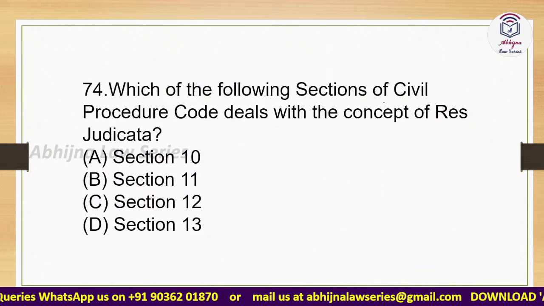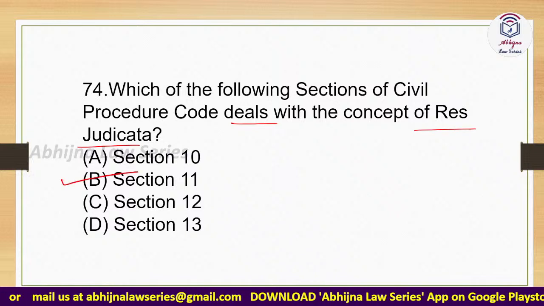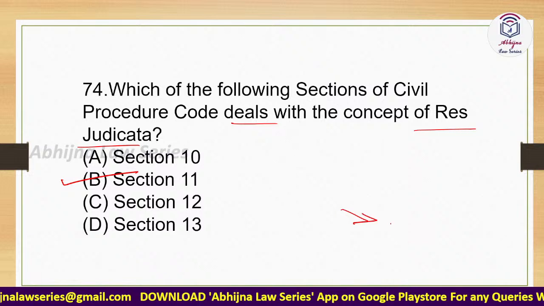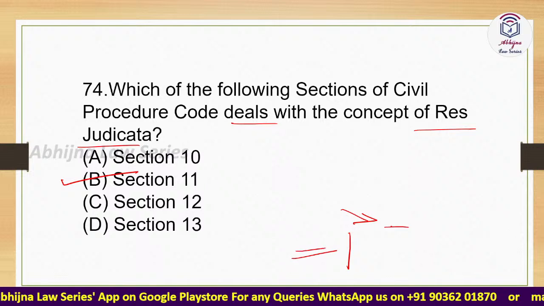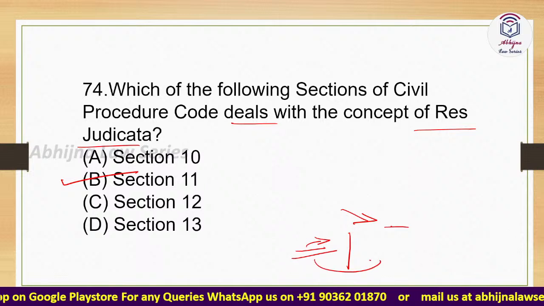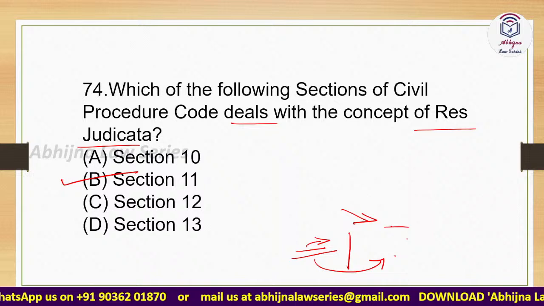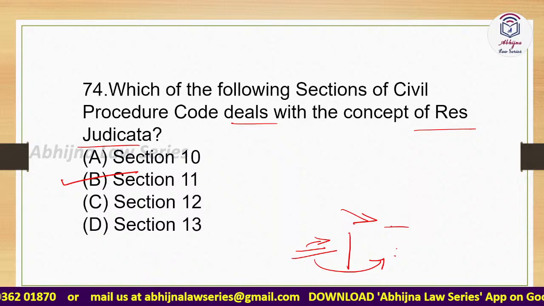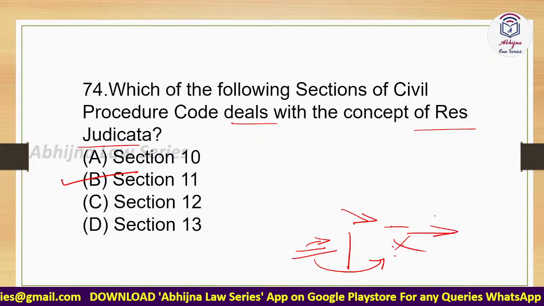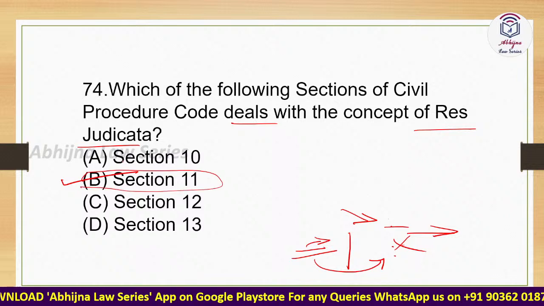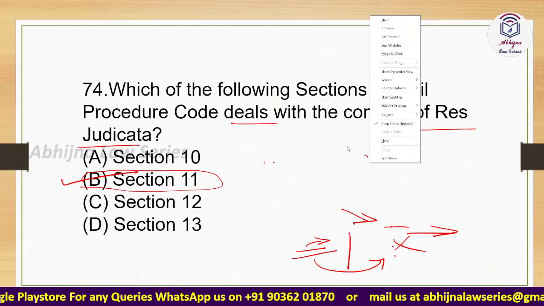Next one, which of the following sections of CPC deals with the concept of res judicata? So res judicata is dealt under section 11, which prohibits the filing or continuation of a new suit, because the same issues have already been heard and decided, and the same direct and substantial question of law and fact has been brought in the new suit. That's why they cannot proceed with the new suit. So this is the principle under section 11. Whereas section 10 speaks regarding stay of suit, where two suits are pending. It provides for the stay of the suits.